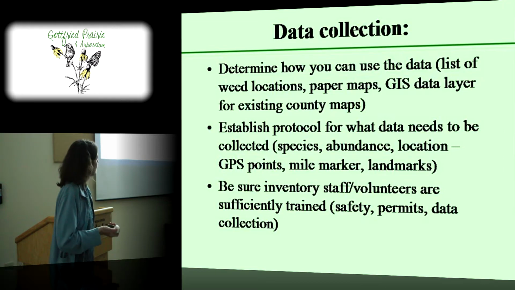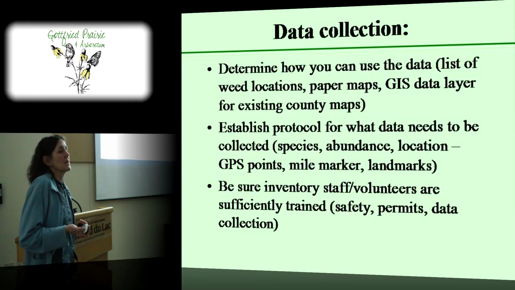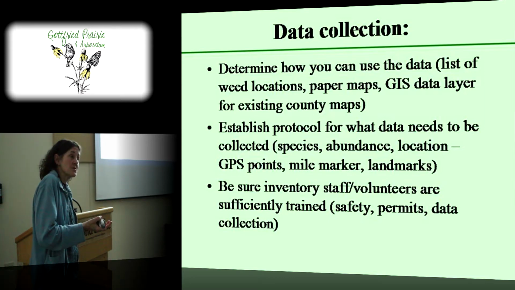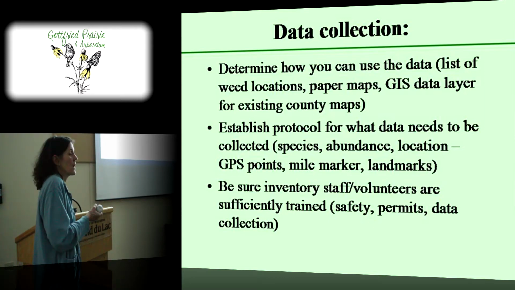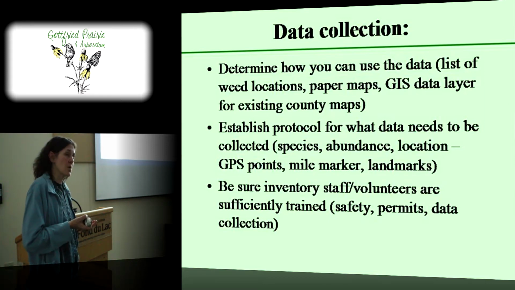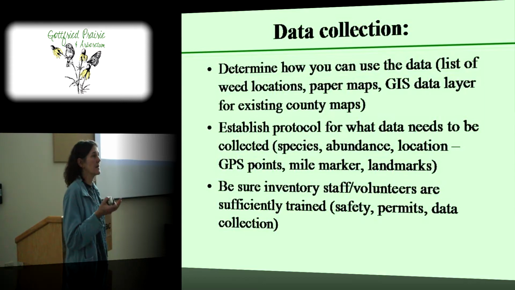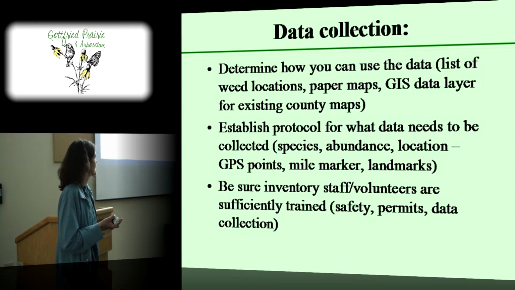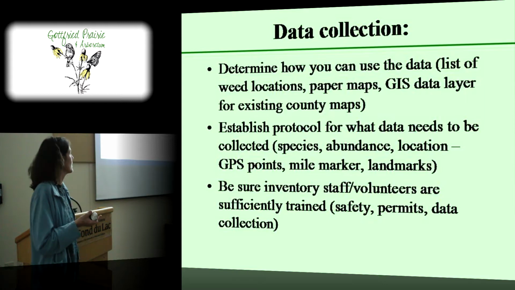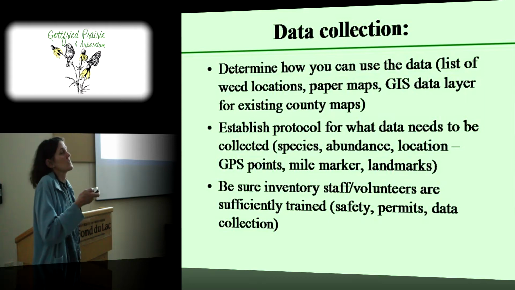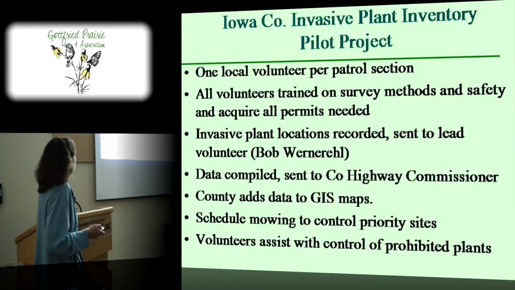So you want to figure out what kind of data you want. You need to know who's going to be using this data. Is the highway department going to be using it? If so, how do they want to use the data? And figure out what kind of protocol you're going to use to collect it. Are you going to identify the abundance, the size of the population, or just that the species is there? How much detail do you want? And of course, volunteers have to get trained, which is another thing we're going to talk about tonight.